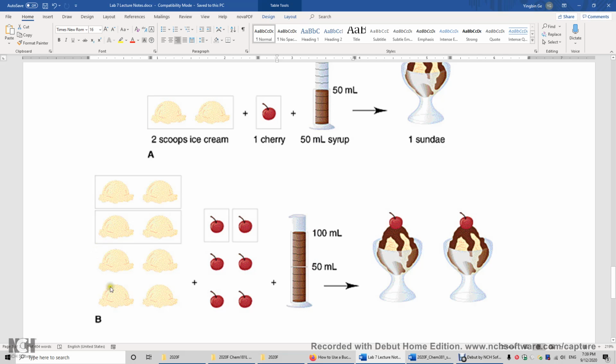Now I'm going to give you again 8 scoops of ice cream, 6 cherries, 100 ml of syrup. How many sundaes can you make? Only 2. So if you just look at the ice cream, you can make 4 sundaes. If you just look at cherries, you can make 6 sundaes. But if you look at the syrup, you can make only 2. So syrup is the limiting reagent.